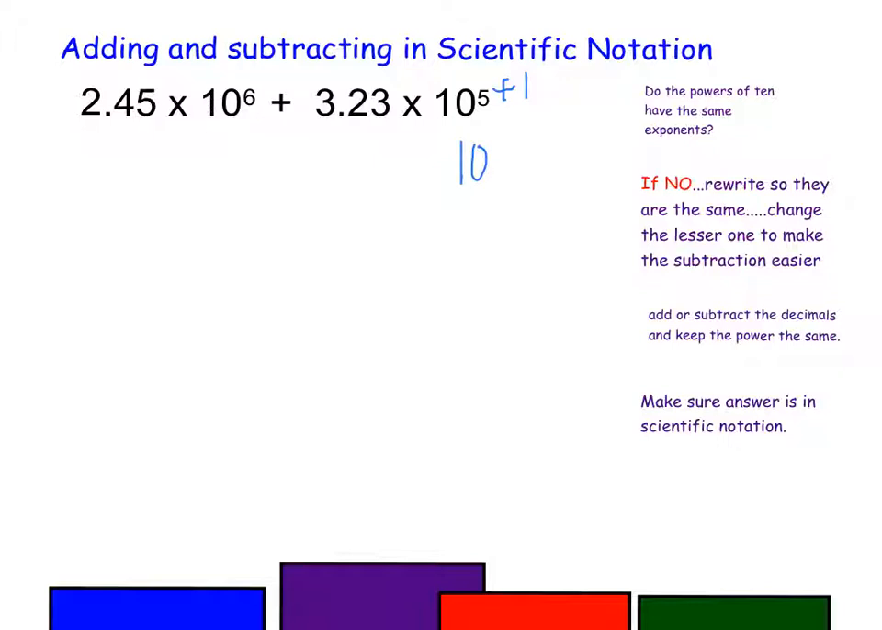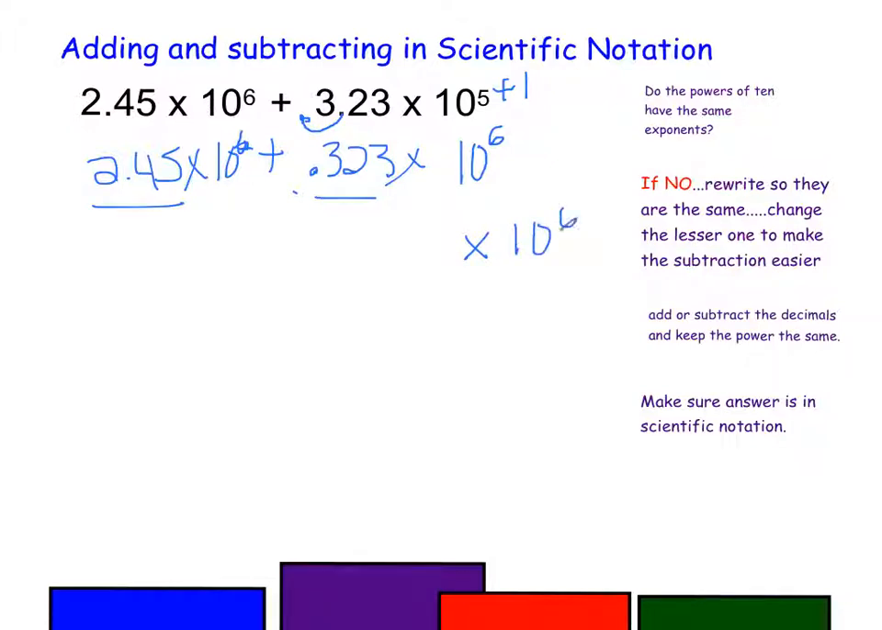And because I'm adding 1, so I'm making this 1 bigger, I have to make the decimal 1 smaller. So I'm going to change it to this. And then you're just going to add like normal. So we're going to rewrite this. I'm going to rewrite the decimal part down here. I know that my answer is going to be times 10 to the 6th. So I'm going to just rewrite 2.45.